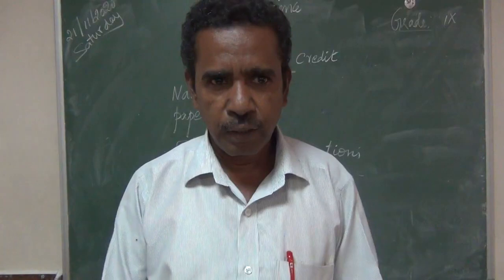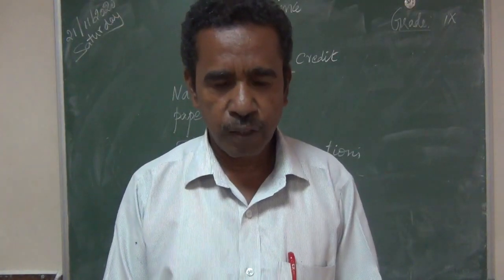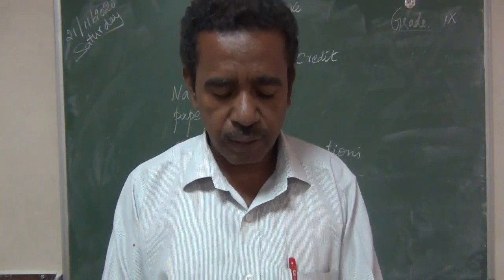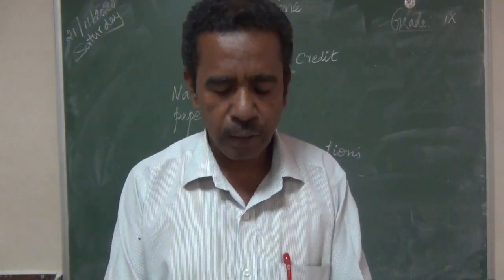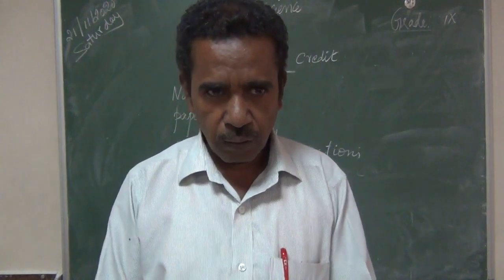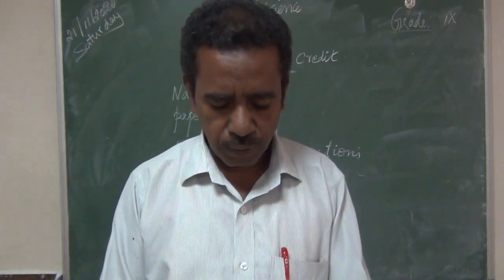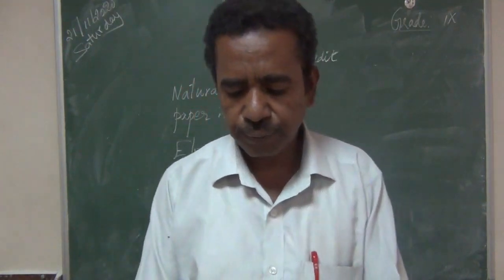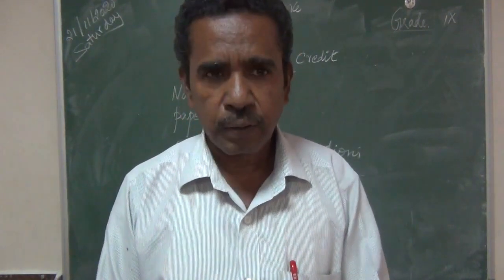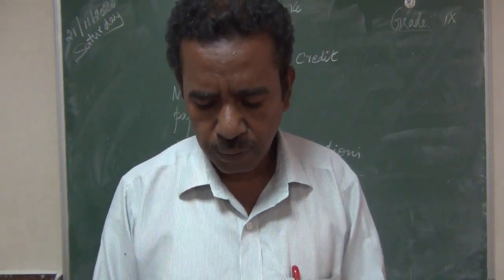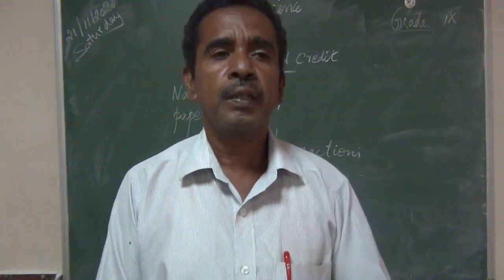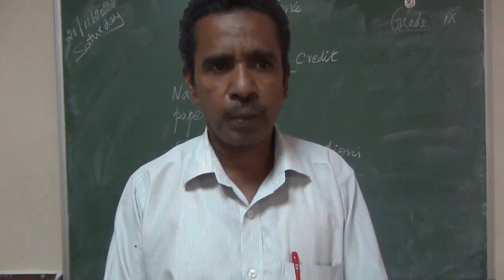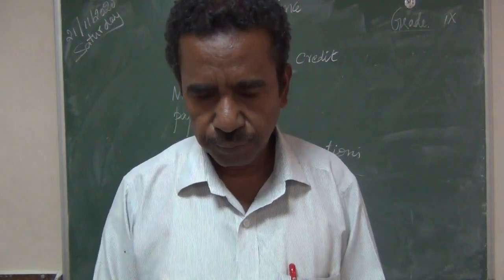Now we are going to start the lesson from the economics part, third chapter. In the previous class we started the lesson on money and credit, and we completed the barter system. Barter system is a term used for the first form of trade, a kind of exchanging goods. Barter means exchanging goods.